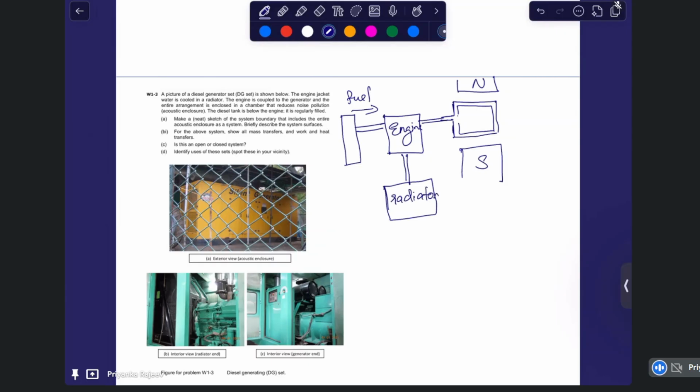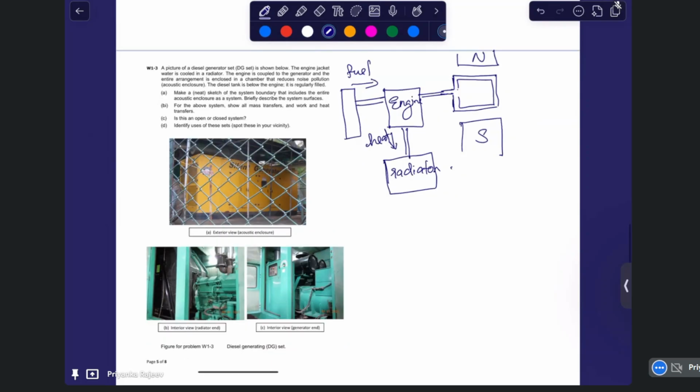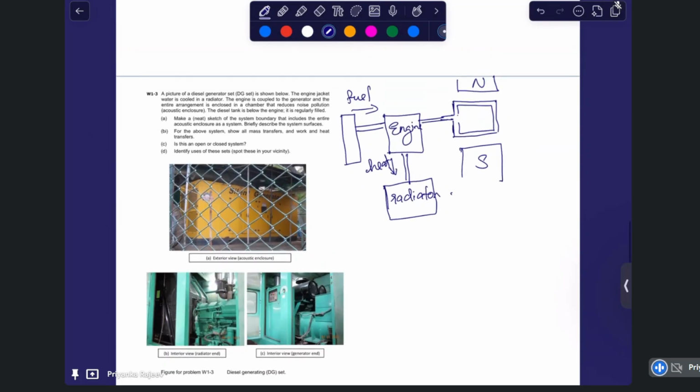Okay, so heat will be going here from engine to radiator. So the entire setup will be inside an acoustic enclosure. Okay, so this is the enclosure. So this will be the system. So for the above system, show all mass transfer, work and heat transfer.